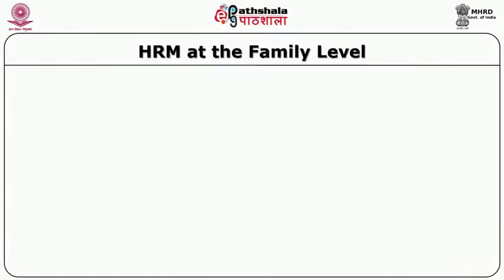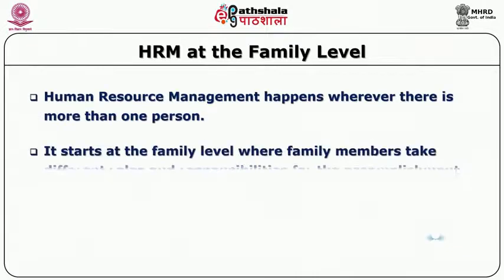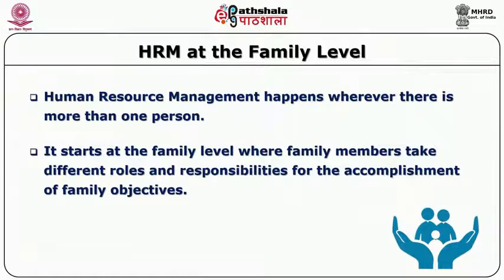Before we try and understand human resources in an organization, let us understand human resources and the management of these human resources happening at the family level. Let me tell you, human resource management happens when there is more than one person in the organization or the family. Human resource management starts at the family level. Family members, depending on its objectives, take different roles and responsibilities for the accomplishment of family objectives.